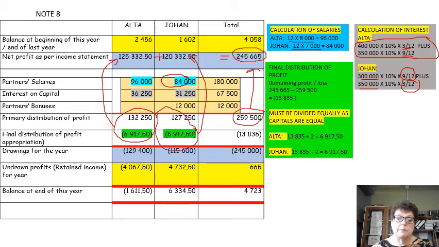Drawings for the year was supplied. How do I get undrawn profits? I take the net income minus the drawings, gives me this. Net profit as per income statement minus the drawings gives you this answer. And then the balance at the end of the year is the balance at the beginning, the yellow block, plus or minus undrawn profits, gives you the balance at the end.